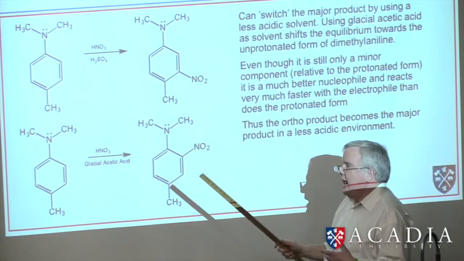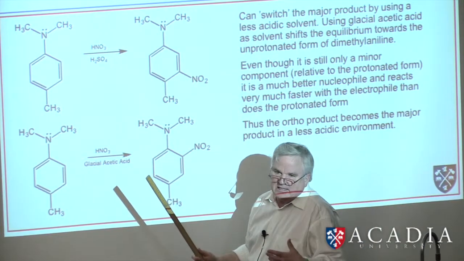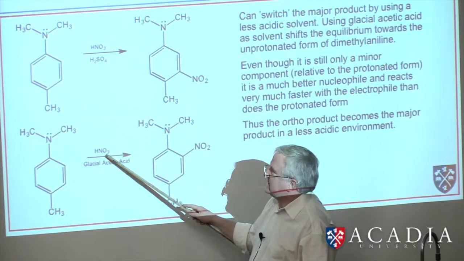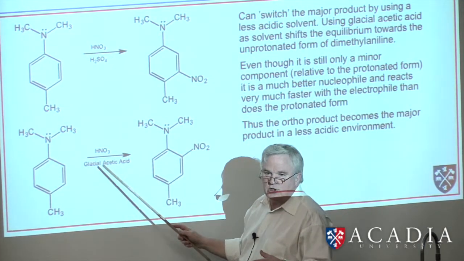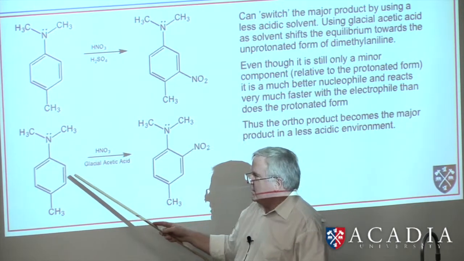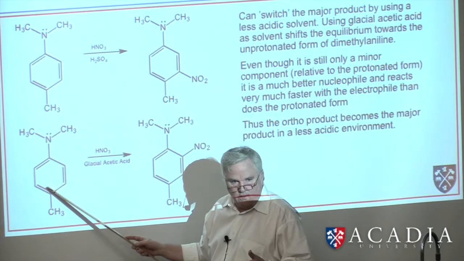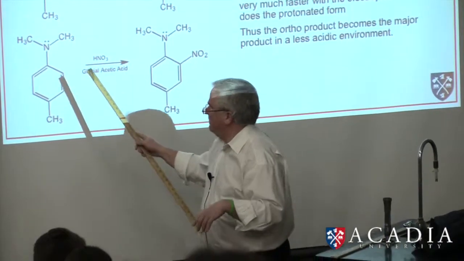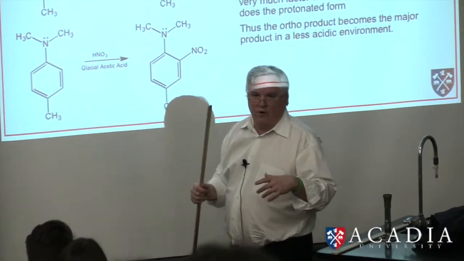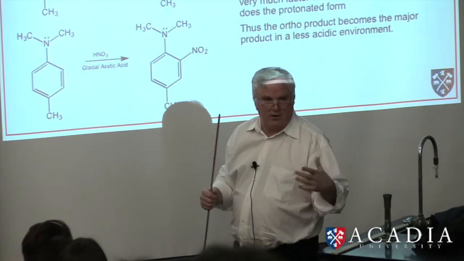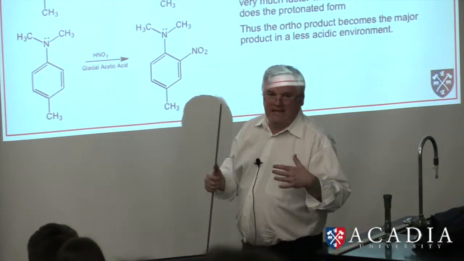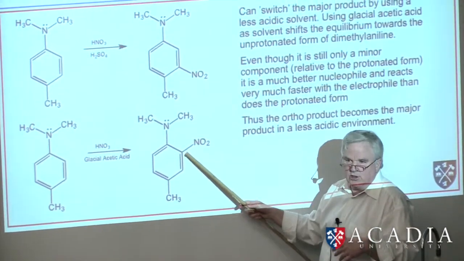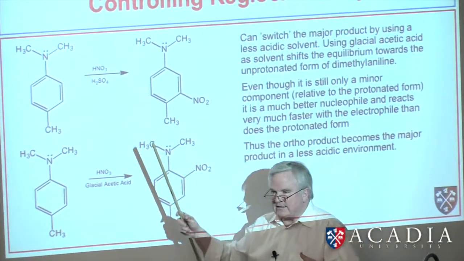If we do this in a slightly less acidic medium, it seems odd, but glacial acetic acid can be used as a solvent. This is a considerably less acidic system. The nitration will still occur. There will be a significant amount of this that is not in its protonated form, and that one reacts very much faster. So even though it would be the minor, most of this would be protonated. Any of the unprotonated form reacts thousands of times faster than the protonated form. So it can compete with the electrophiles, and our major product now becomes the other position. So we've switched it by changing the acidity of the environment.